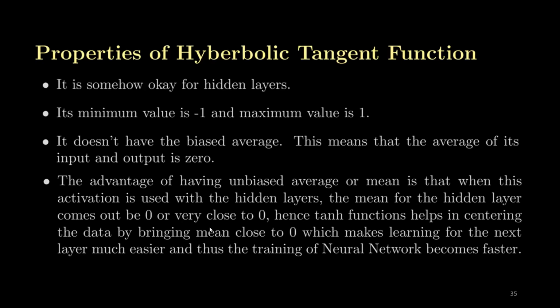So what happens when it is used with the hidden layer? During the learning of the hidden layer, the data becomes mean-centered, approximately equal to 0, due to which the learning for the next layer becomes easier and the training of the neural network becomes faster. So if, instead of the sigmoid function, we use the hyperbolic tangent function with the hidden layer, the speed of the neural network becomes faster because it will be easy for the hidden layers to learn. So this is the advantage of the unbiased average or unbiased mean.